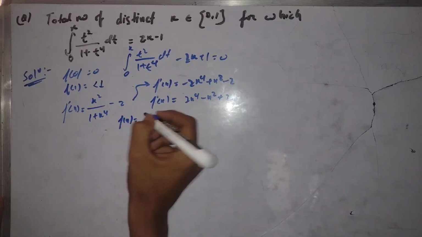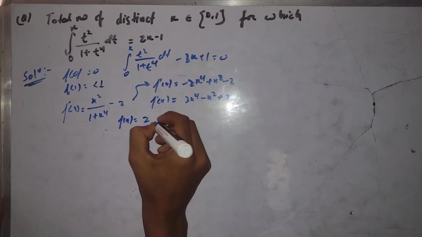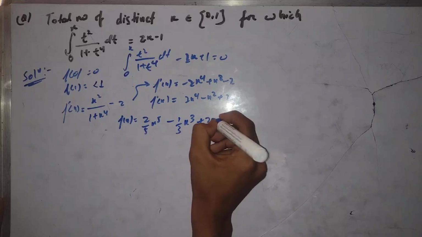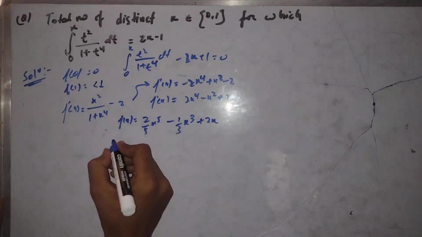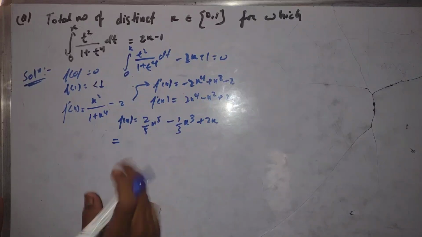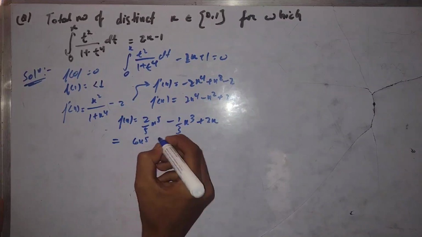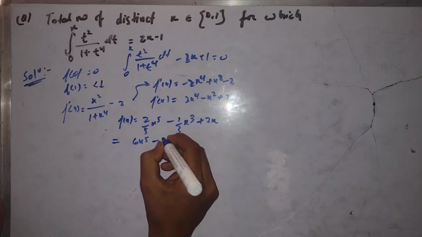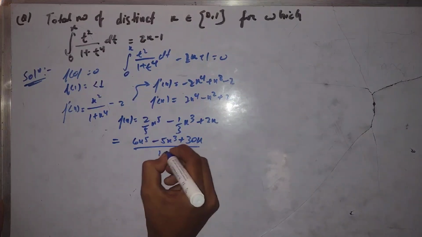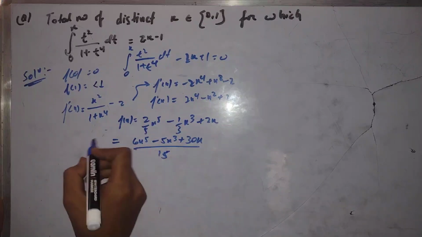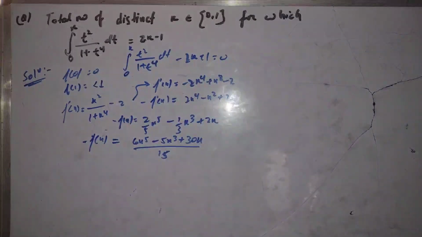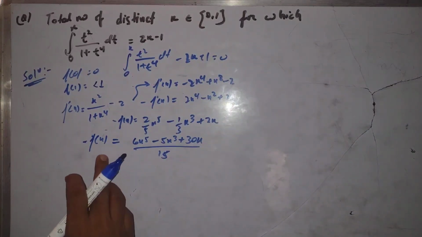So fx would be 2 by 5 x to the power 5 minus 1 by 3 x cube plus of 2x. And fx would be then I will take LCM 15, so this will be 6x to the power 5 minus 5x cube plus of 30x upon 15. This will be kind of a minus of f of x. This is minus and this is minus, because you will move 30 by minus. So this will be minus of f of x.